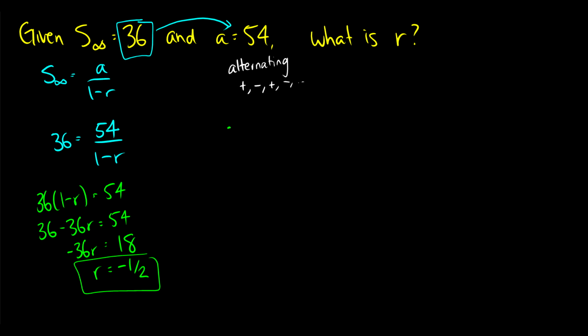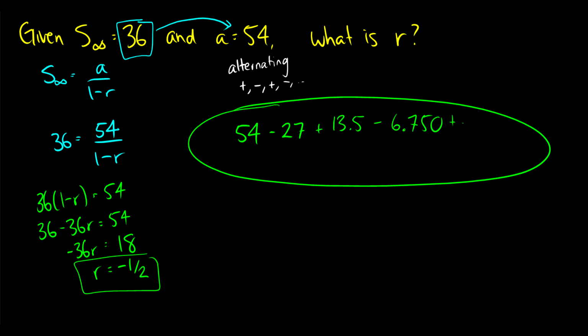Our series is going to look like 54 minus 27 plus 13.5 minus 6.75, and it's going to keep alternating. And this series adds up to 36.